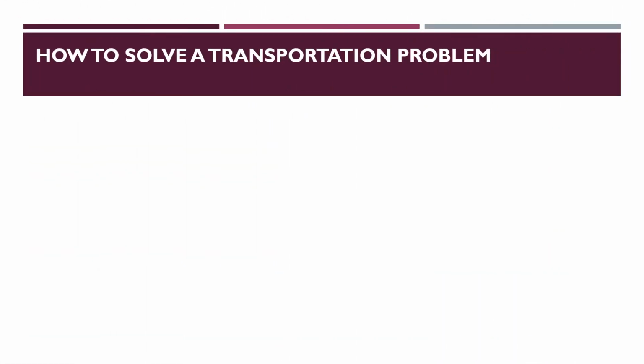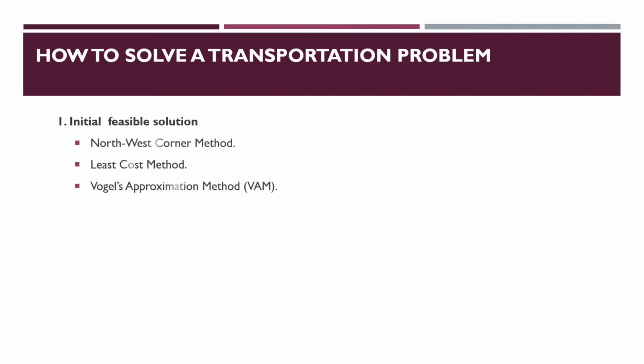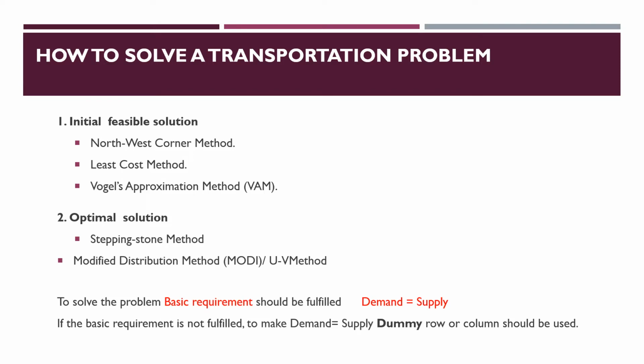Now let's look at what are the methods to solve the transportation problem. Initially, we are using three methods to find the initial feasible solution. Those are northwest corner method, least cost method, and the Vogel's approximation method. After finding the initial feasible solution using these three methods, we are going to find the optimum solution by using stepping stone method and modified distribution method.